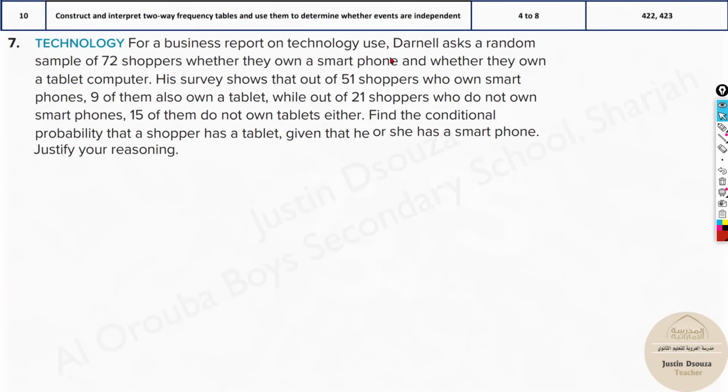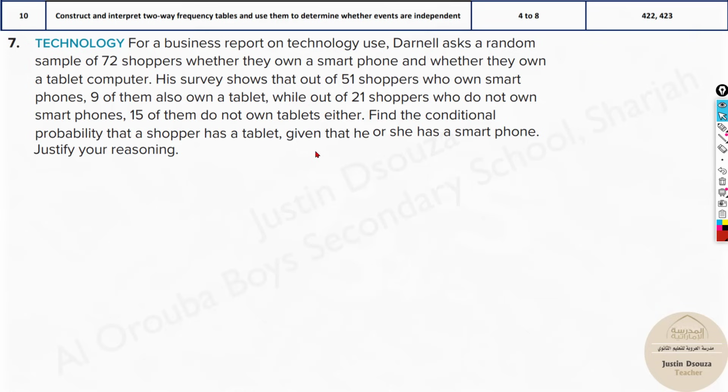For a business report on technology use, Darnell asks a random sample of 72 shoppers whether they own a smartphone and whether they own a tablet computer. His survey shows that out of 51 shoppers who own smartphones, 9 of them also own a tablet, while out of 21 shoppers who do not own smartphones, 15 of them do not own tablets either. Find the conditional probability that a shopper has a tablet, given that he or she has a smartphone. Justify your answer.